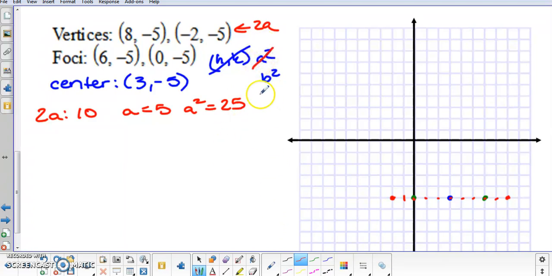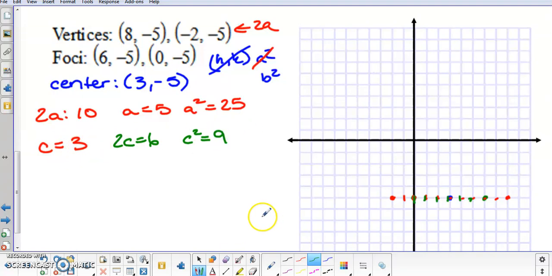Okay, so now we've got a squared. Now we've got to figure out b squared. But we can't do that until we figure out the foci and get our c squared. So I can look right here and go 1, 2, 3. From my center to my foci, I've got 1, 2, 3. So that means that c is 3. Or I could go from focus to focus and go 1, 2, 3, 4, 5, 6. So 2c would be 6. However you want to do it. I just have to recognize that I need c squared. So c squared, if c is 3, is going to be 9.